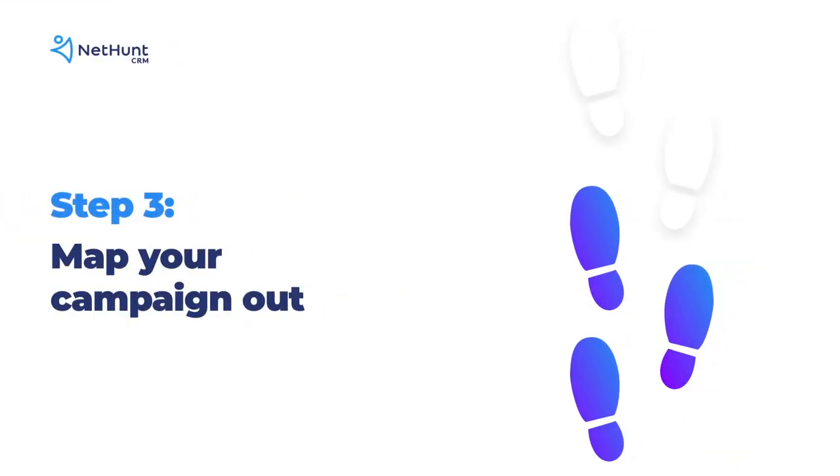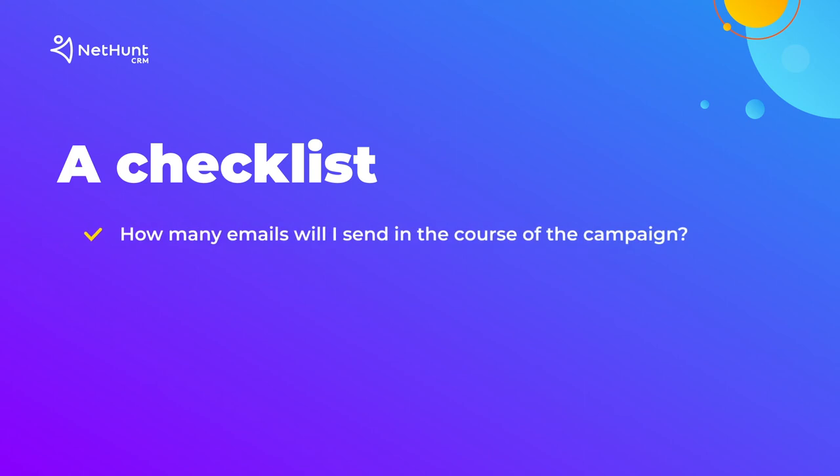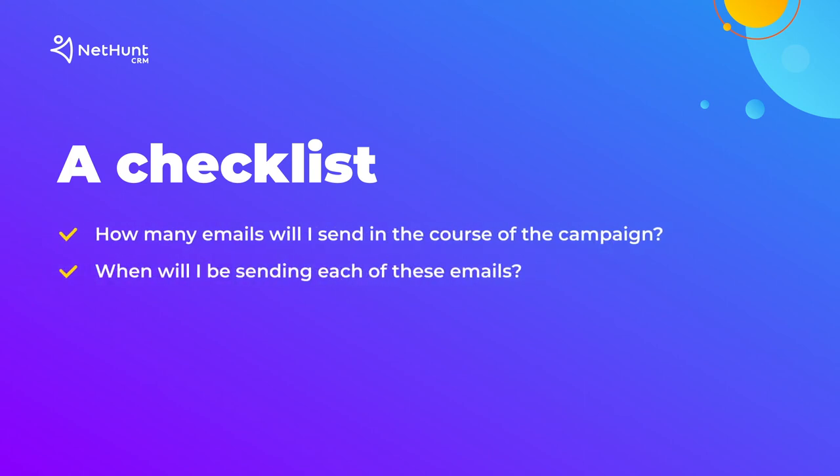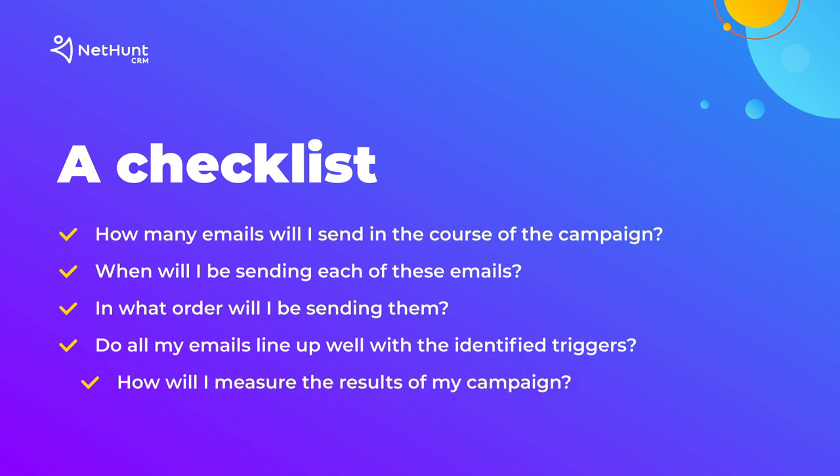Map out your campaign. At this point, you should have your messages ready and waiting to be sent. The task now is to make sure they all flow together and don't contradict each other. Here's a checklist of questions to answer when planning out your drip marketing campaign. How many emails will I send in the course of the campaign? When will I be sending each of these emails? In what order will I be sending them? Do all my emails line up well with the identified triggers? How will I measure the results of my campaign?